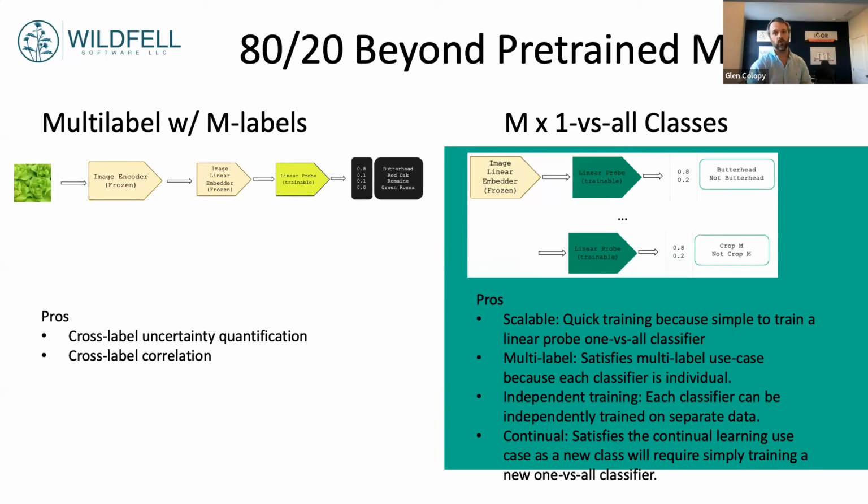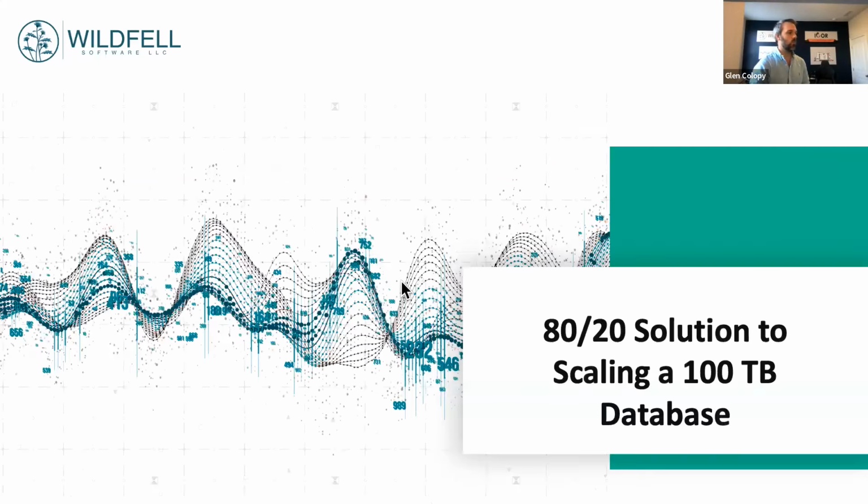So essentially you can have a way more complex model that grows over time efficiently. So I think that's pretty cool. And my one final solution is this 80-20: scaling a 100 terabyte database.